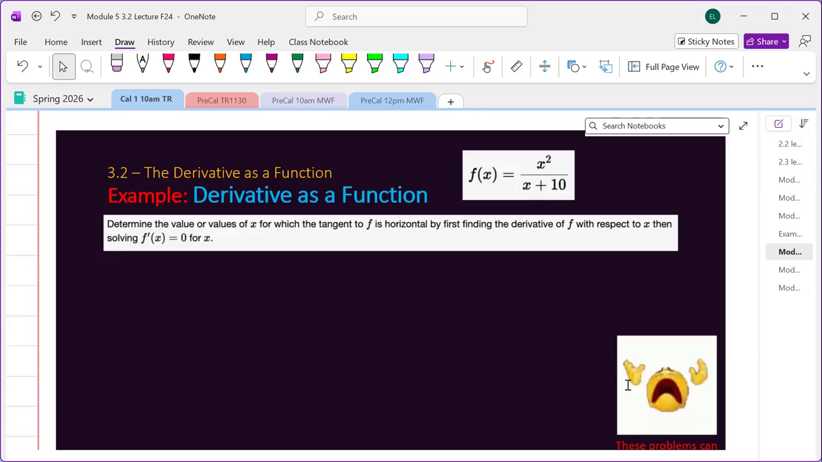So very often in calculus, it's like, I don't know what to do. Take the derivative and set it equal to 0. Like about 70% of the time, that's probably what the problem wanted you to do.